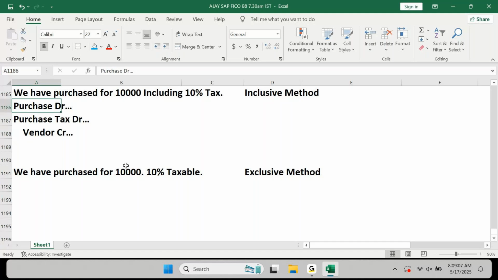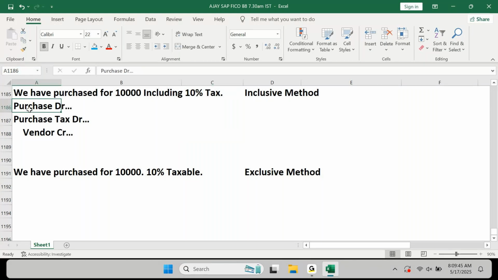Now, to the vendor, you will pay the total value of the product, including a tax. You will make the payment to vendor including a tax, is that correct or not? Correct, sir. You will always pay to the vendor, including the tax. Now, here when I say I purchased for 10,000, am I talking about 10% tax including or excluding? Including.